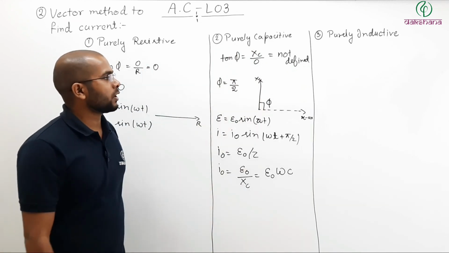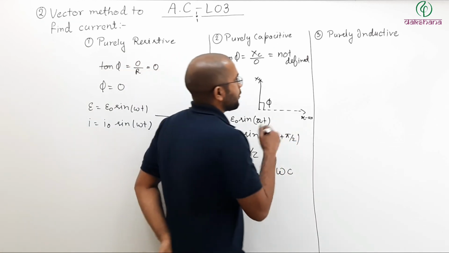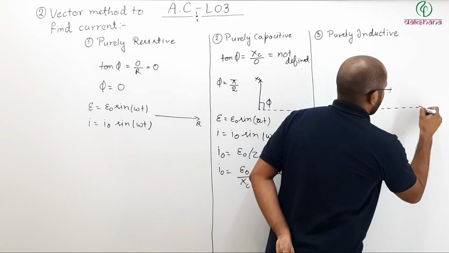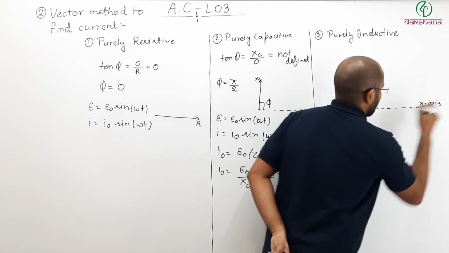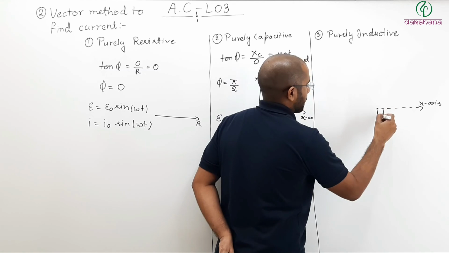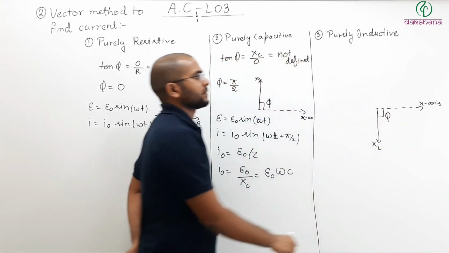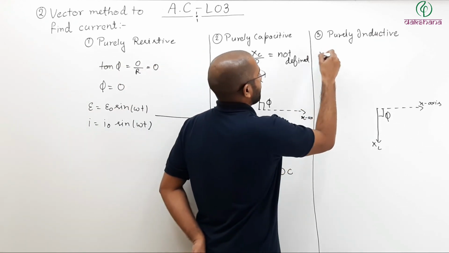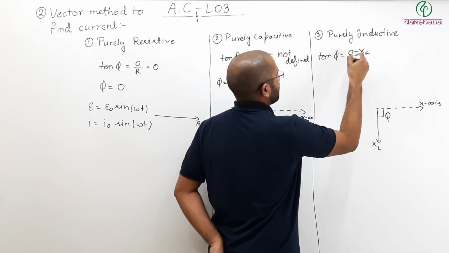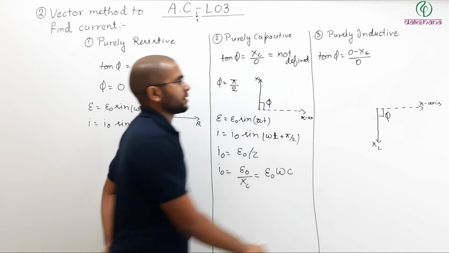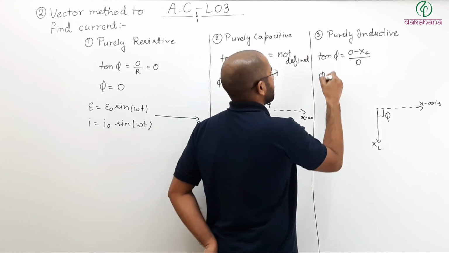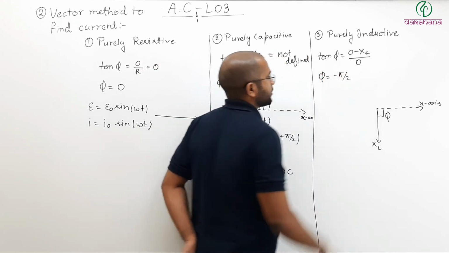Now let us try to verify for a purely inductive circuit. What about a purely inductive circuit? In case of a purely inductive circuit, there is no resistance. So x-axis like this, and here XL is shown like this. So this is your phase angle. So tan phi is nothing but 0 minus XL divided by R, and R is 0. So that is minus infinity. Minus infinity goes when phi is equal to minus pi by 2.